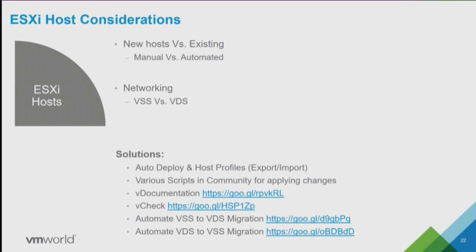And then using things like vDocumentation or vCheck as a way to validate that, did you capture all the information, right? So if I ran vCheck against my source environment, I make those changes, I can rerun that on my destination environment and say, hey, are these the same? And if things are missing, you can go back and pull that information out there. Okay.